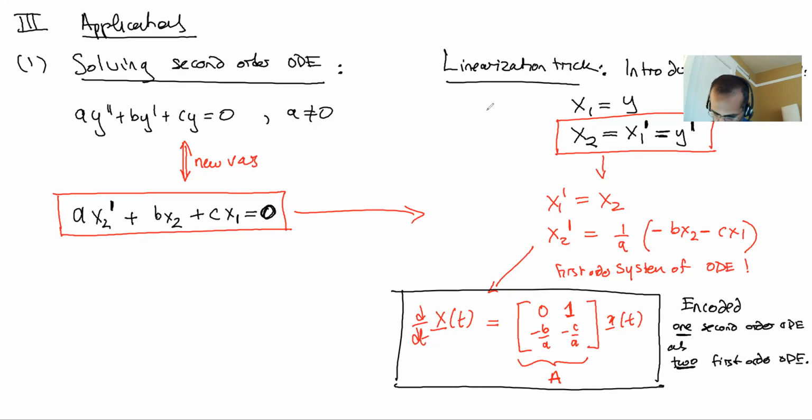Oh, sorry, you're right. I've got it wrong. It should be minus c over a, minus b over a. I had the order wrong. So any questions about this?